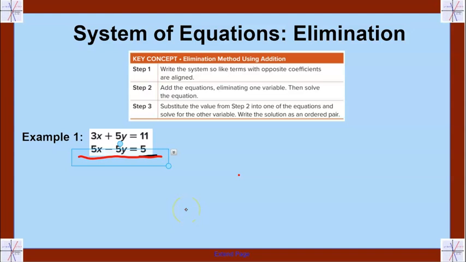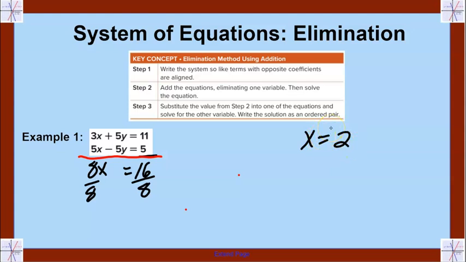So now I have 3x plus 5x. 3x plus 5x is 8x. The y's cancel off. And then this is going to be 11 plus 5, which gives me 16. Now I have one simple equation left. The opposite of multiplying by 8 is dividing by 8. So if I divide everything by 8, I'm left with x equaling a positive 2.